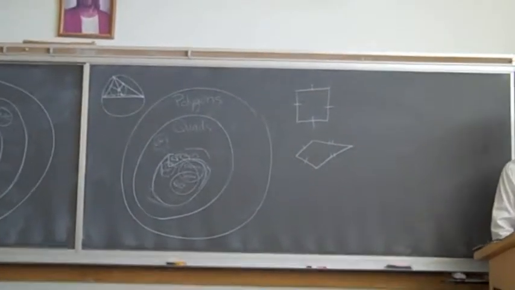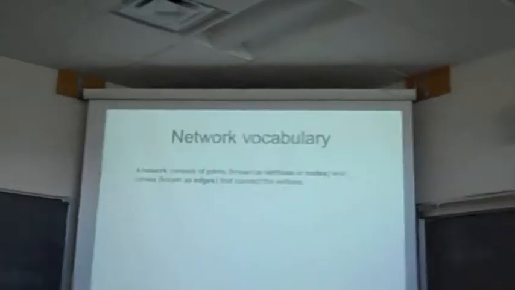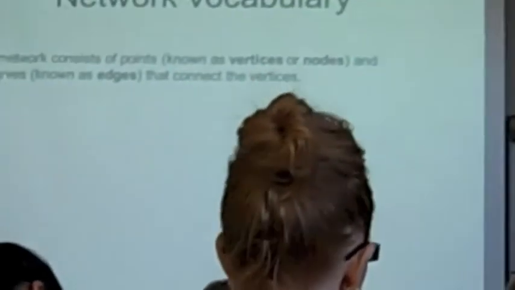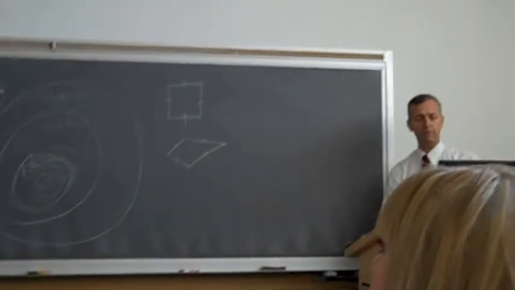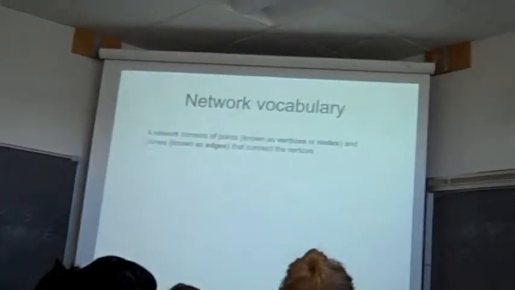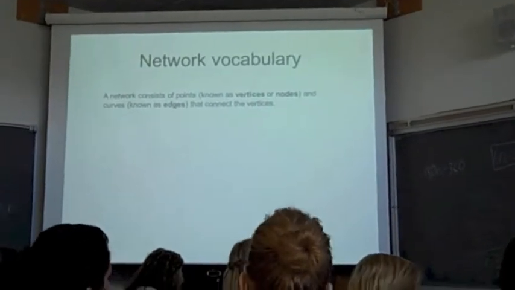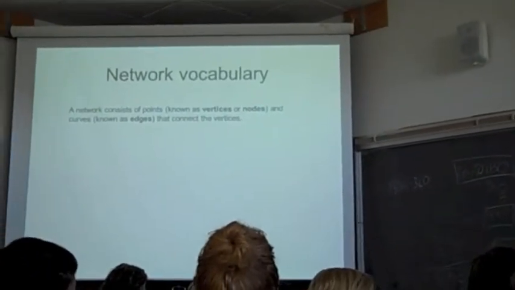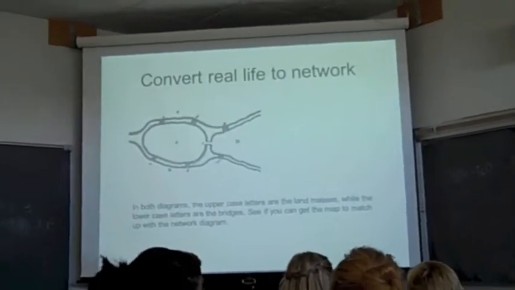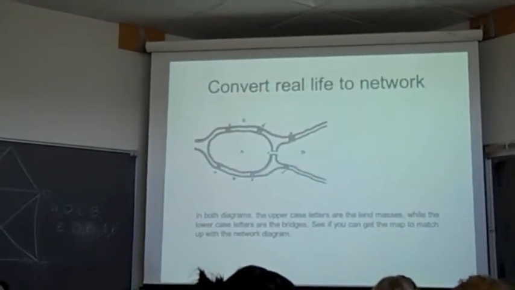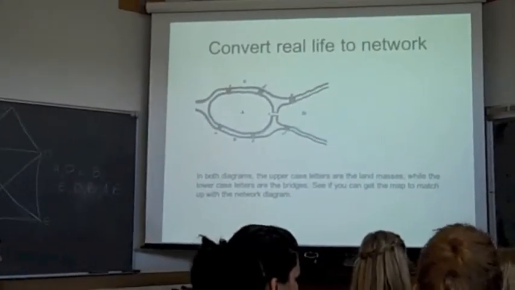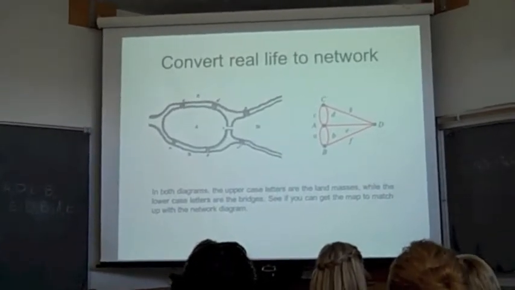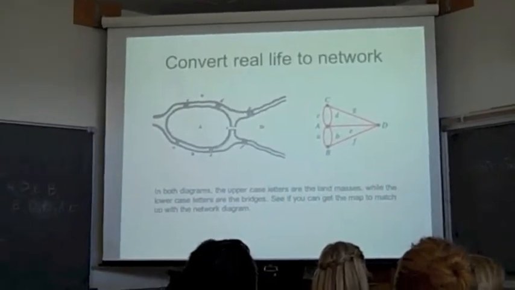Let's get some vocabulary. A network consists of points. Sometimes we call those points vertices or nodes. This PowerPoint is all available to you. You do not need to write this down unless there are ideas that aren't in the PowerPoint. Then you'd write them down, but I've made it available to you. Okay, so we've got these points. They're connected by curves known as edges. So, frequently, mathematicians and others will take a real-life problem and convert it into a network diagram. And the network diagram then becomes easier to work with.